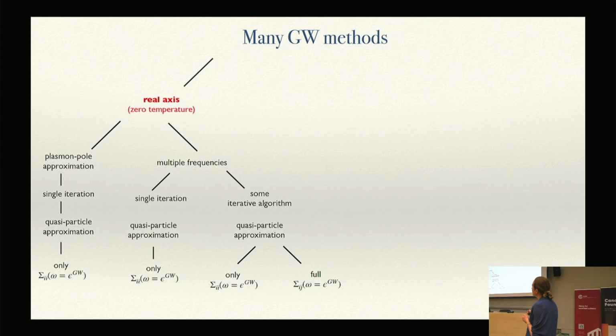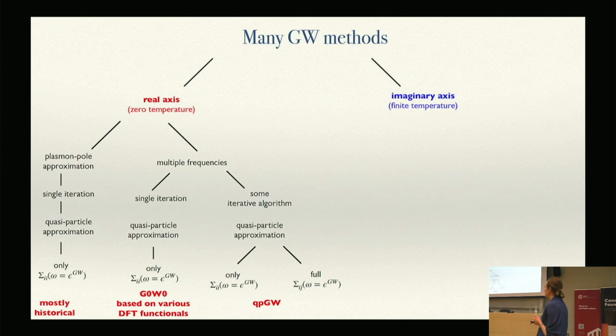And then at the end, one does the quasi-particle approximation, which amounts to calculating only the diagonal elements of the self-energy. So this is kind of uncontrolled. You check out all the off-diagonal elements and you count that this is good. This one I would say is mostly historical, but these quasi-particle approximations are very commonly used when one does G0W0 based on various functionals, or quasi-particle GW.